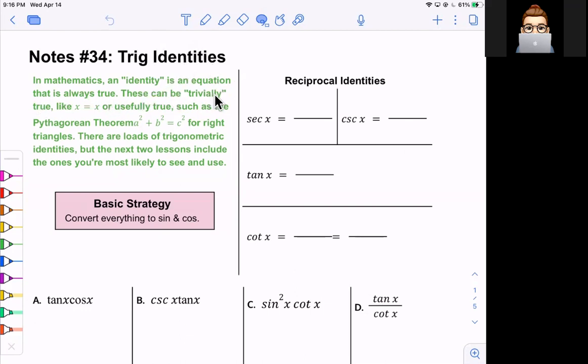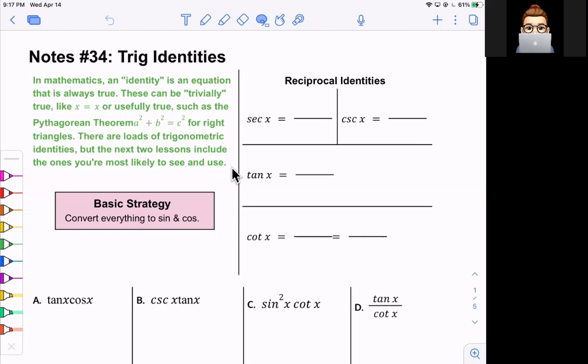So there's some that are like trivially true, like who cares that x equals x, of course x equals x. Or there's some that are useful when they're true, like Pythagorean theorem, a squared plus b squared equals c squared. There are a lot of trigonometric identities, but in this lesson and the next lesson, we're going to cover the ones that you're most likely to see and to use. Okay, so identities are things that we know to be true.